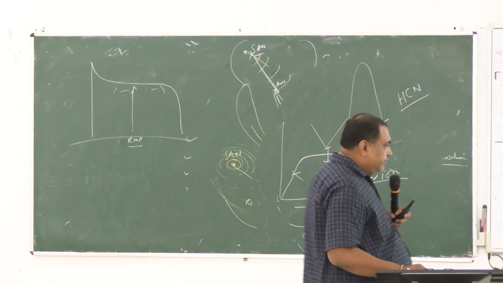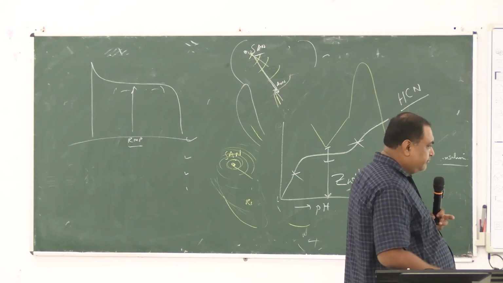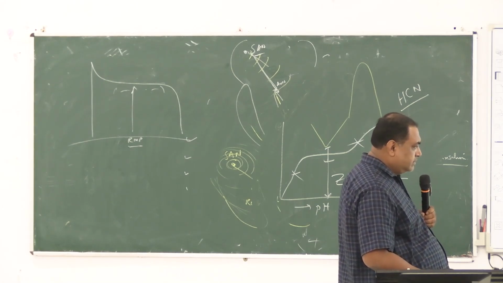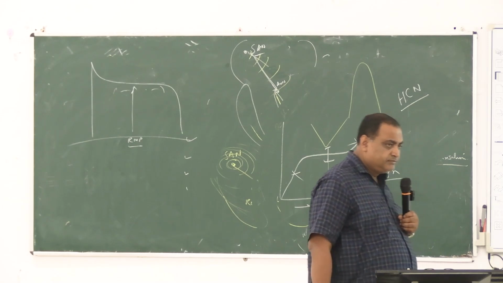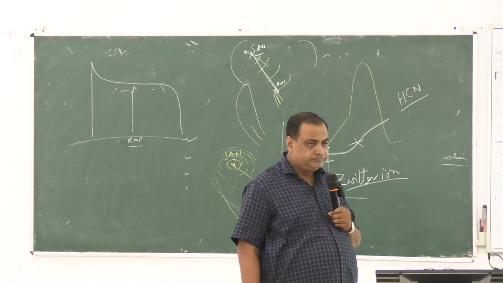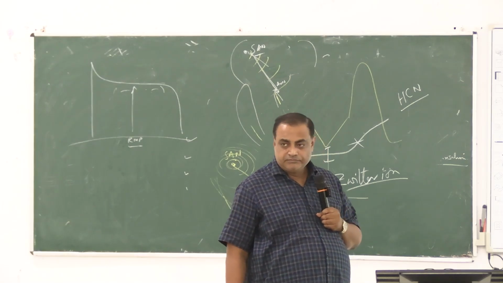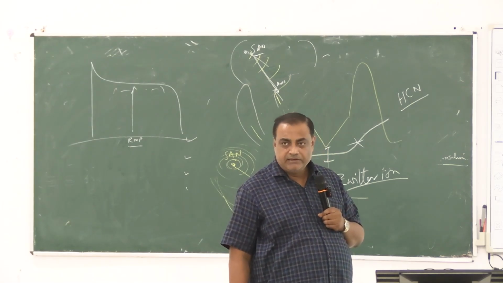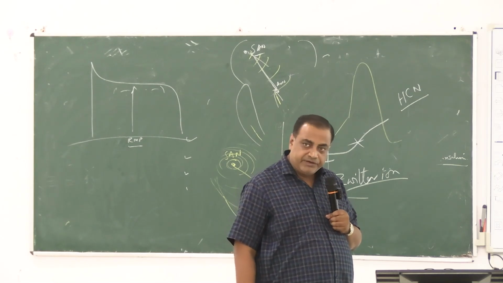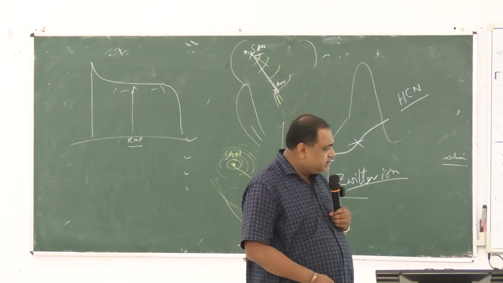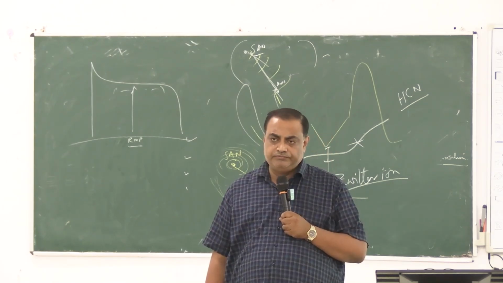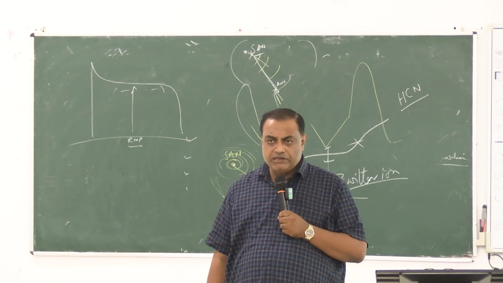Similarly, for histidine, find out between which two pKs, pK2 and pK3, the pI lies. So why histidine? What is the group present in histidine? Imidazole. Correct? Imidazole.